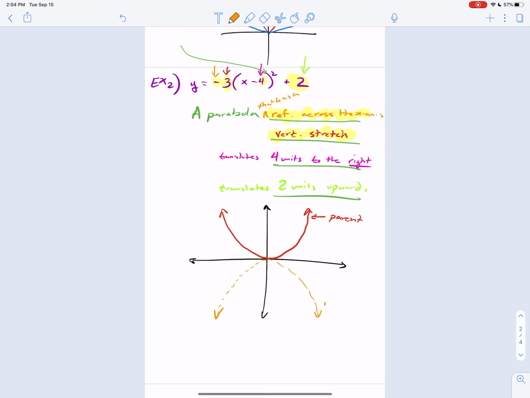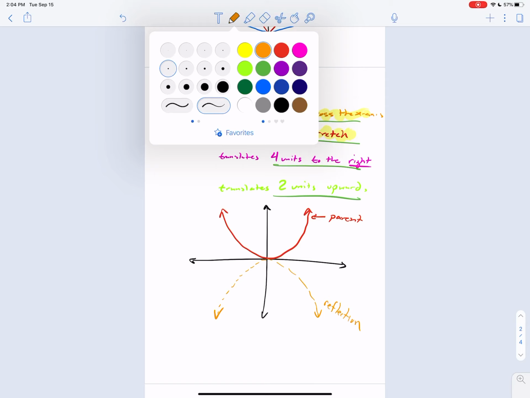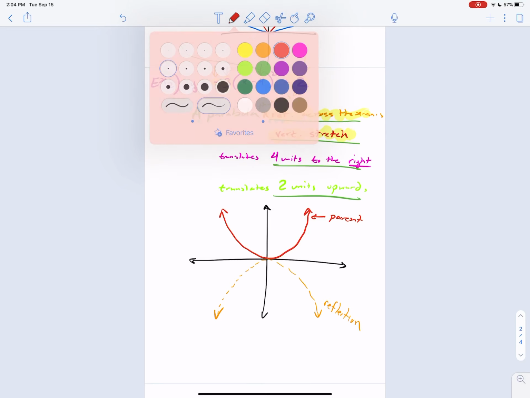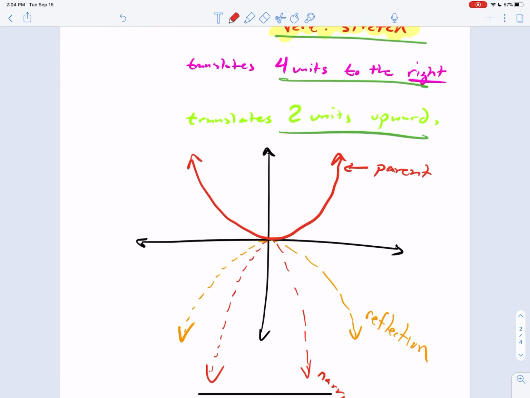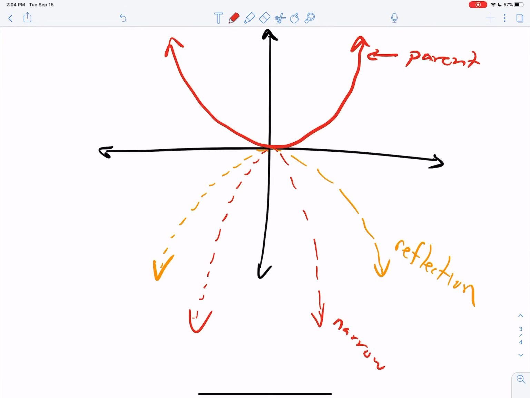And I'll just label that this is my reflection. Okay. And from my reflection, now I don't start over, okay, you guys? From my reflection, there's going to be a vertical stretch. So I'm going to make this more narrow. I should have used a different color here. So from the orange one, I'm going to make it more narrow, or the vertical stretch. So now I'm paying attention to the dotted red line here, you guys, okay?